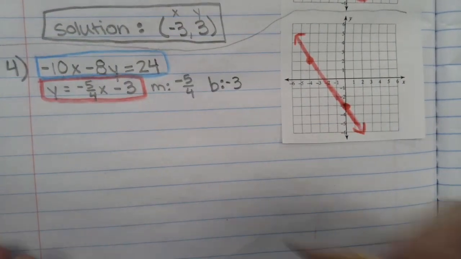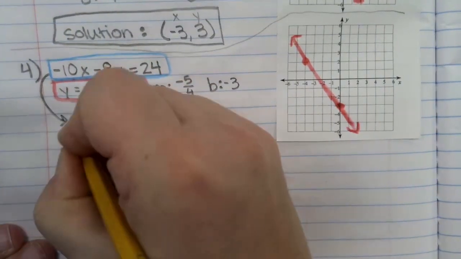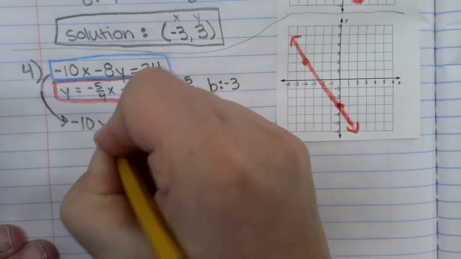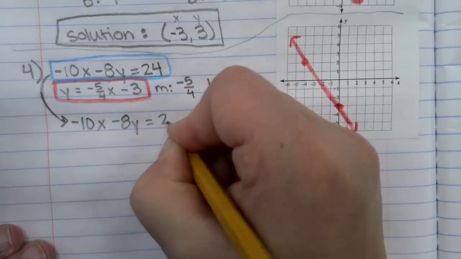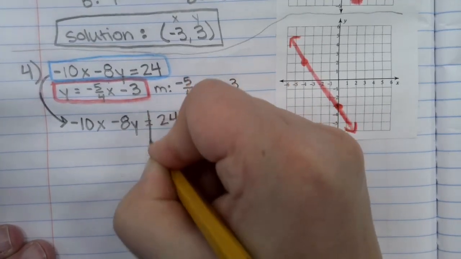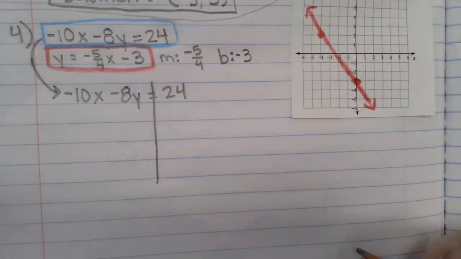Yeah, we got to solve this one for y. So we're going to rewrite it down here. We have negative 10x minus 8y equals 24. And we have to solve this for y. We want it to look like y equals mx plus b so we can graph it.